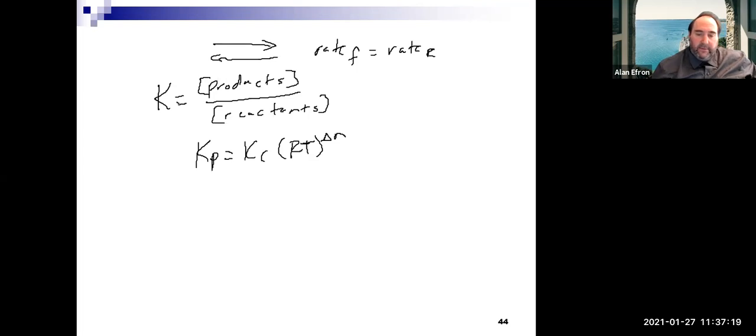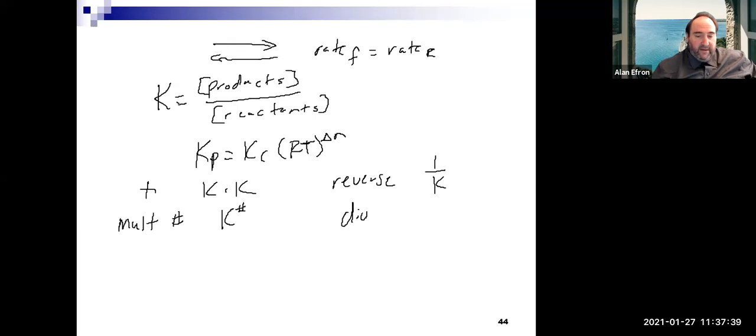So the main things that we talked about: if you add two reactions together, you multiply the K values. If you reverse a reaction, you take 1 over the K value. If you need to multiply by a common number, you take the K value to that common number. And if you need to divide a reaction by a common number, you then take the root of the K value to that common number. So again, those are multiple ways that you could manipulate reactions.